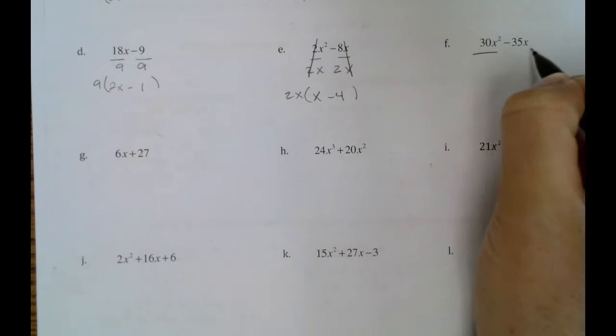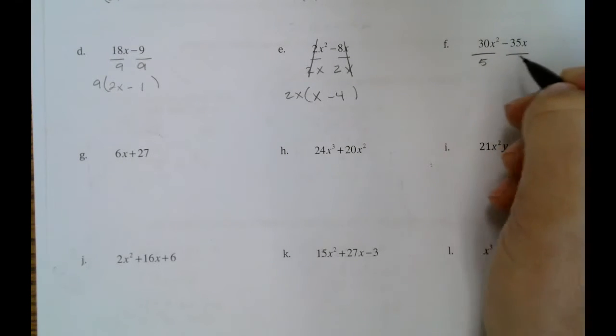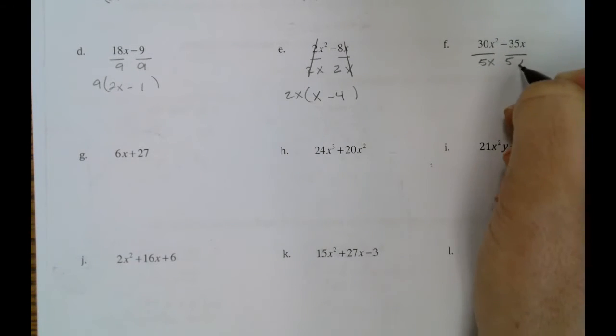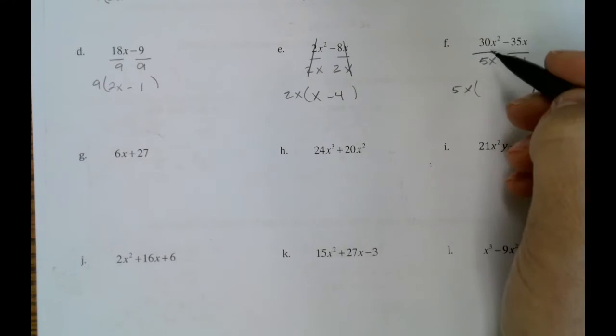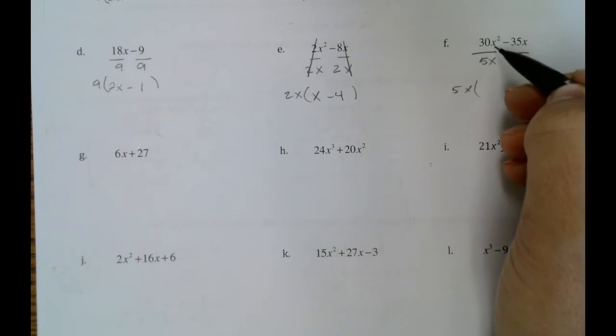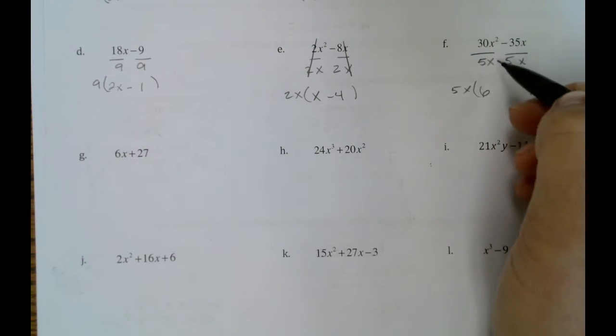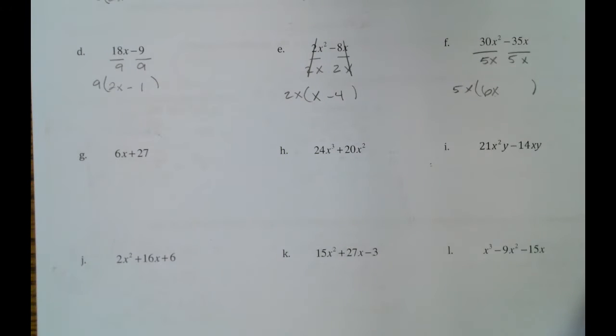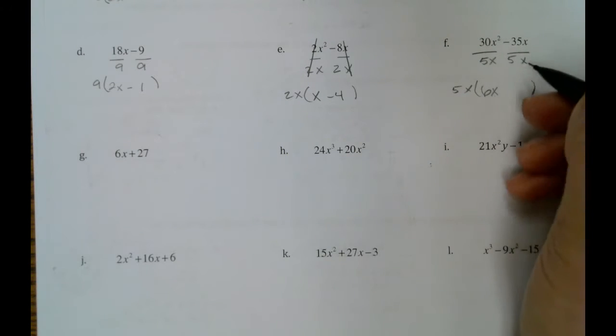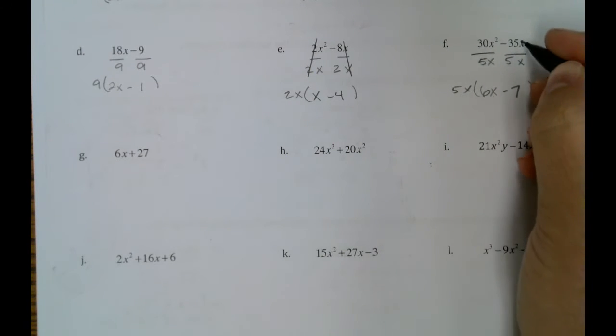Okay, 30 and 35 both have 5 in common, as well as there's an x in both terms, so we can divide out an x. 30x squared divided by 5x would be 6x. We have 2 take away 1, x is 30 divided by 5 is 6. Negative 35 divided by 5 is negative 7, and then the x is canceled.